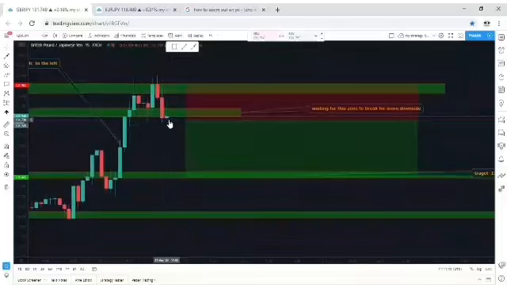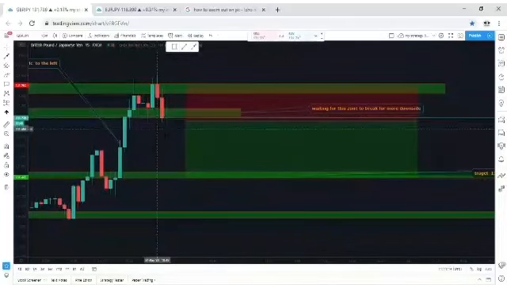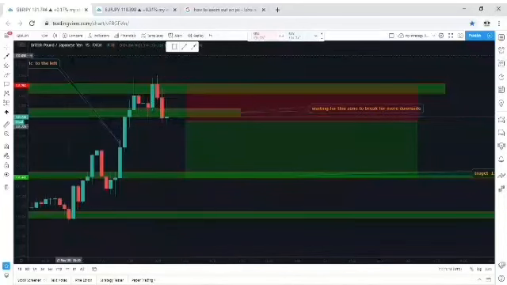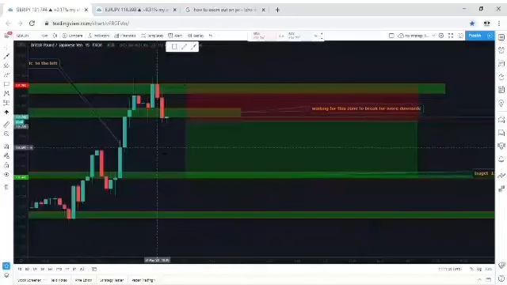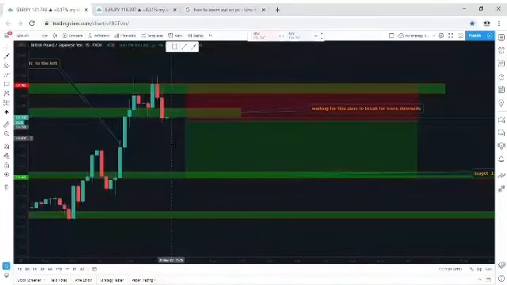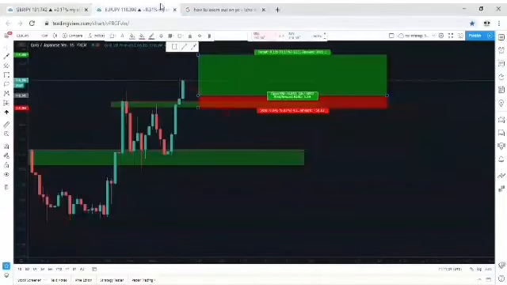If this candle closes red, we have 3 minutes. If it closes red, I'll open another position. So let's see how this candle closes. If the candle closes red, I'll open another position.